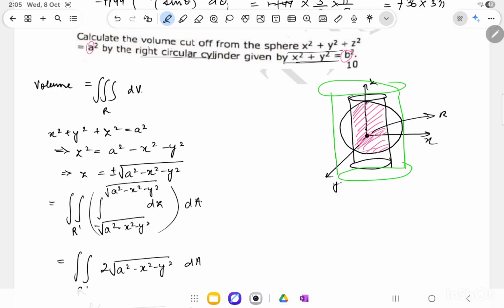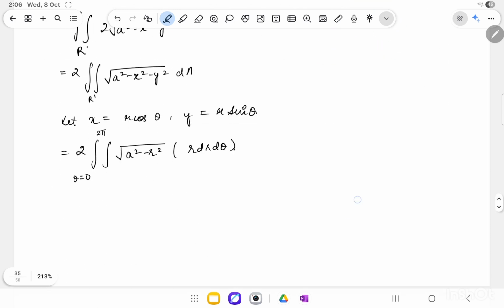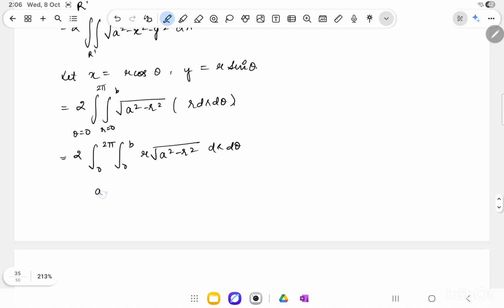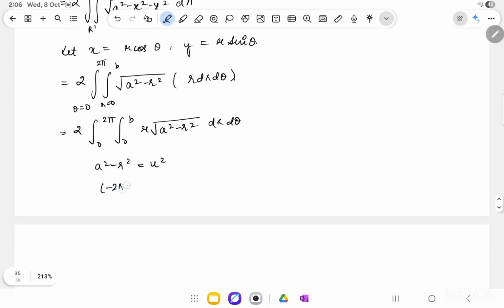So if it is this cylinder inside, this is the common area that we are evaluating the volume on. So r varies from 0 to b, and it will be equal to 2 times the integration from 0 to 2 pi, integration from 0 to b, r under root a square minus r square dr d theta. Now what I can do is assume this a square minus r square as some term u square. So it will be minus 2r dr equals 2u du.